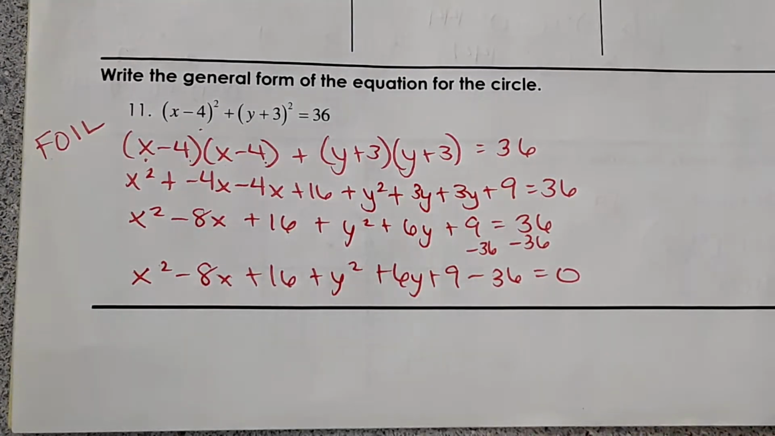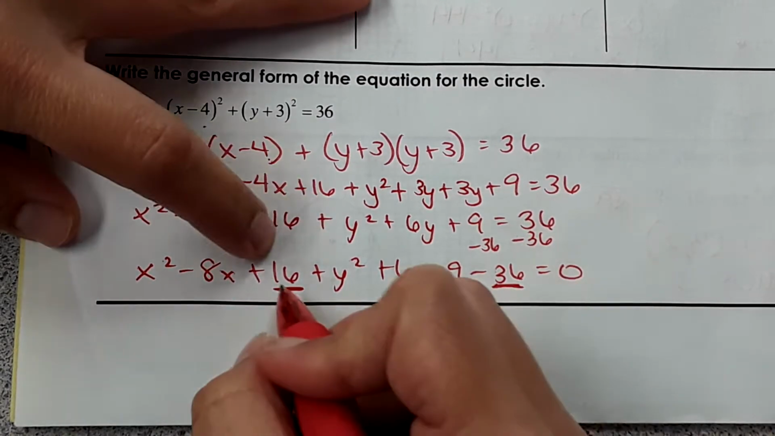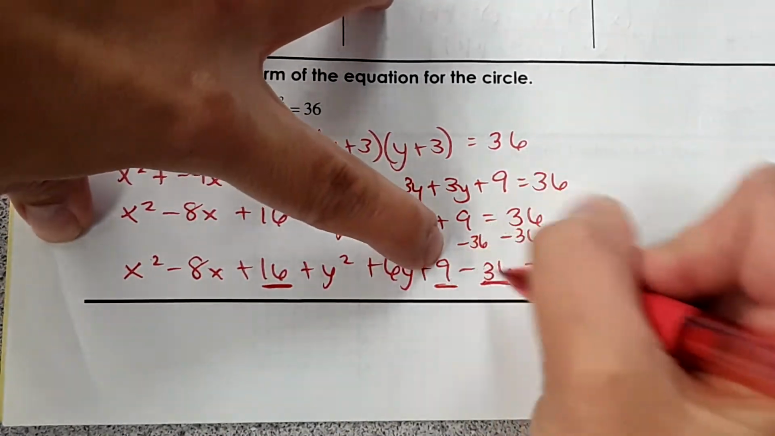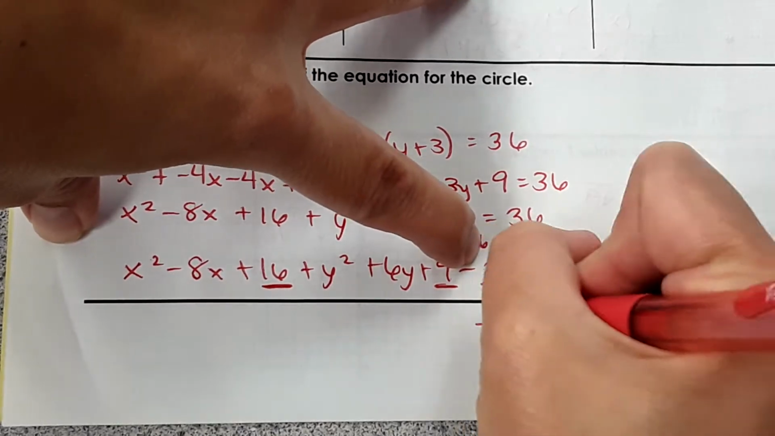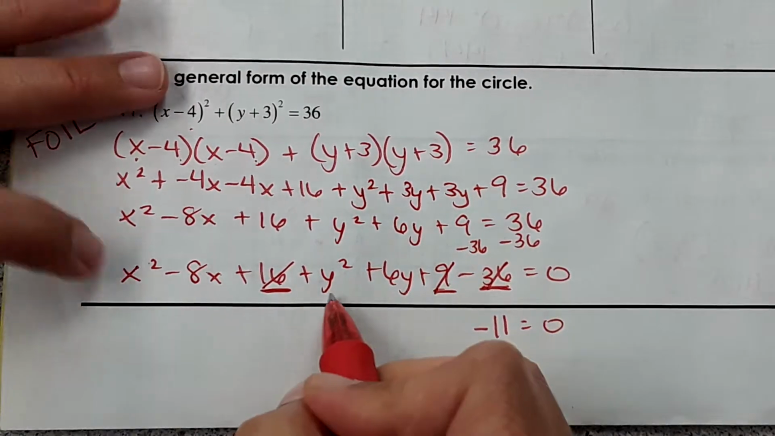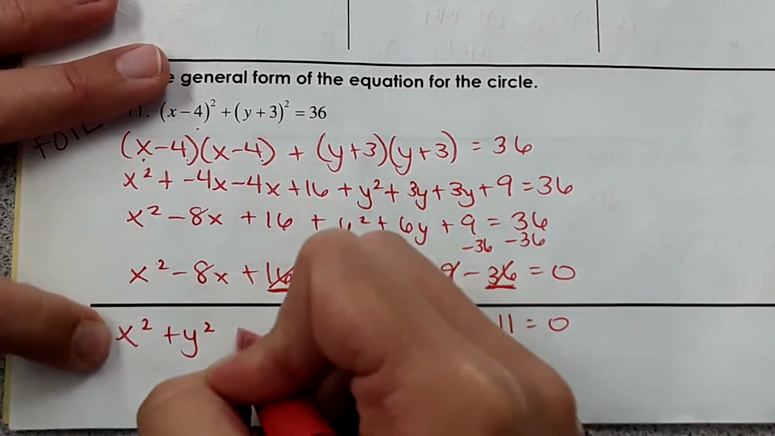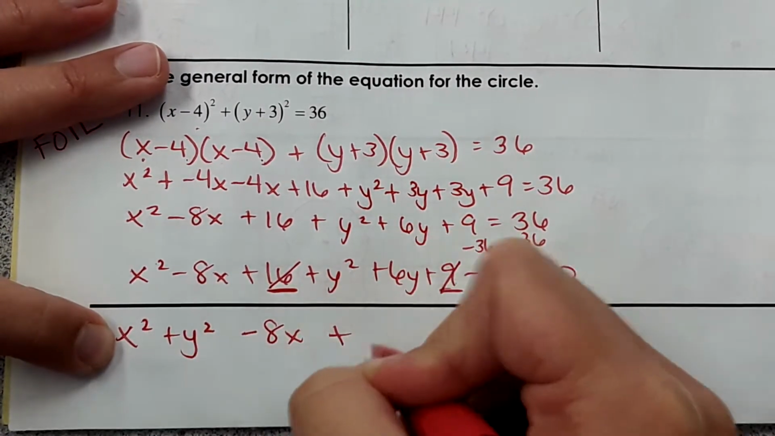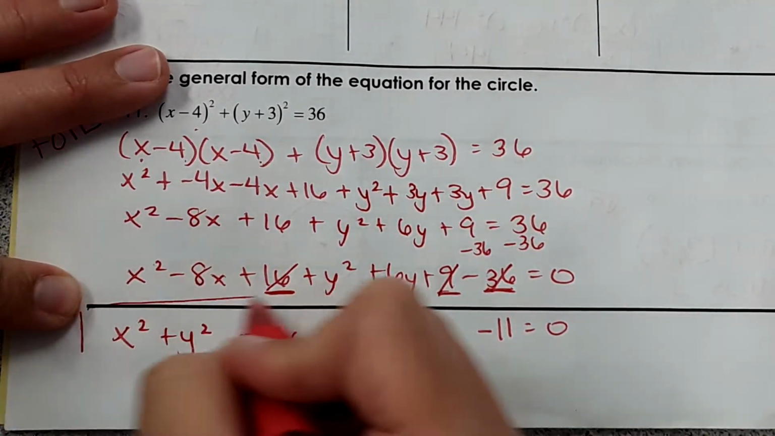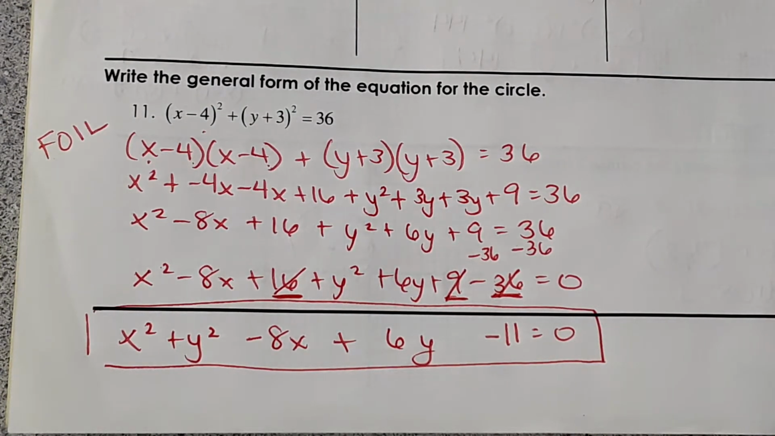I'm almost there. I have to combine my constants. So I have 16 here, 9, and negative 36. If I add these together, 16 plus 9 would be 25. Minus 36 is negative 11. So these have all been combined. And now putting it in the format that's at the top, I have x squared plus y squared minus 8x plus 6y minus 11 equals 0. And that's my format. So again, you won't have to do that for the homework or the test or anything.